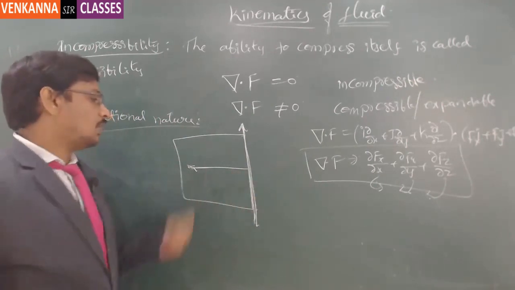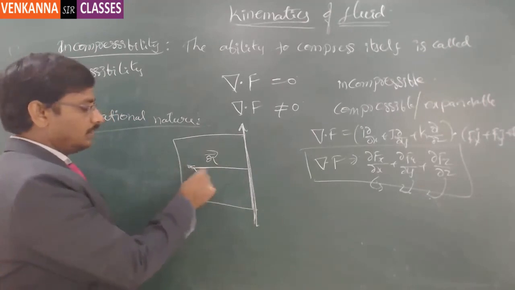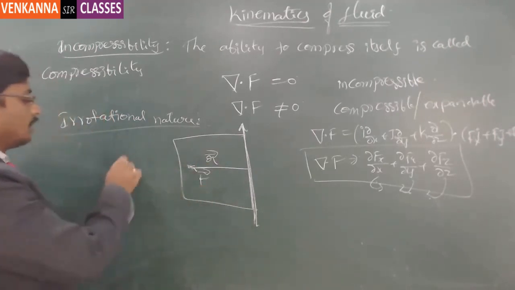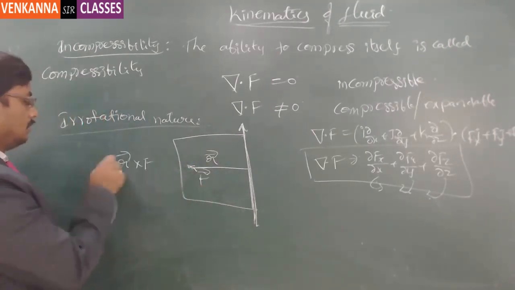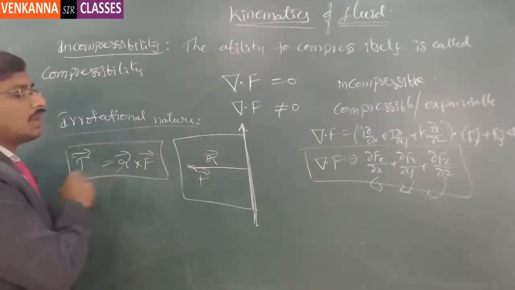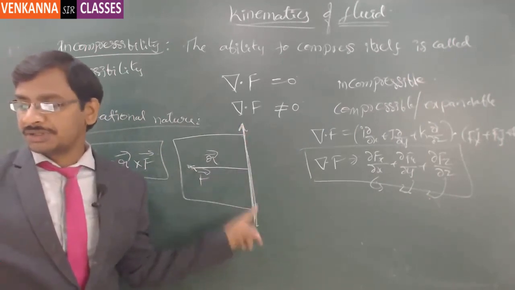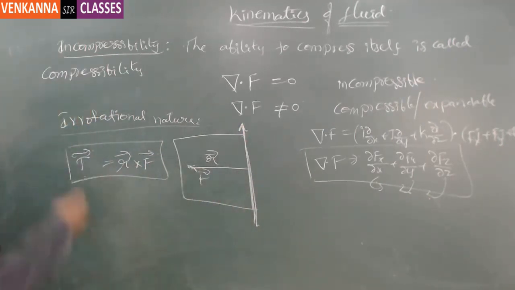Here this is one vector, the R vector, and this vector, the force vector, F vector, and the R cross F is nothing but the torque. So this is the torque vector. So the torque vector is having an axis of rotation. This is the axis of rotation. So this torque direction will be perpendicular to both.